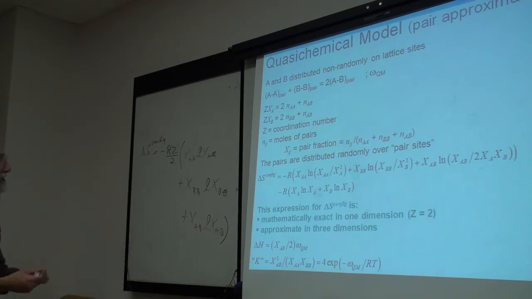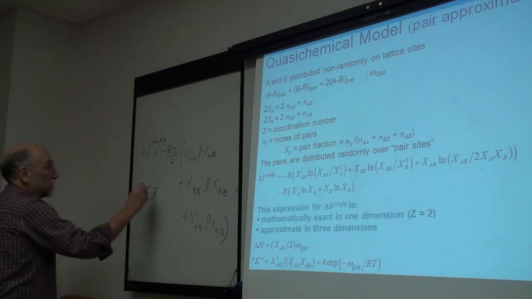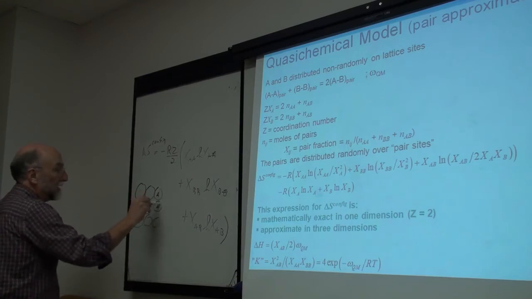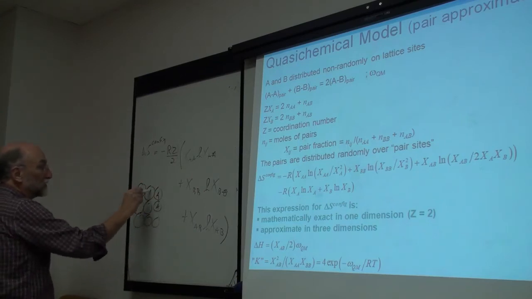The problem with this is that we cannot randomly distribute the pairs over the pair sites because, for example, if I have an AA, this is assuming that the pairs are randomly distributed.